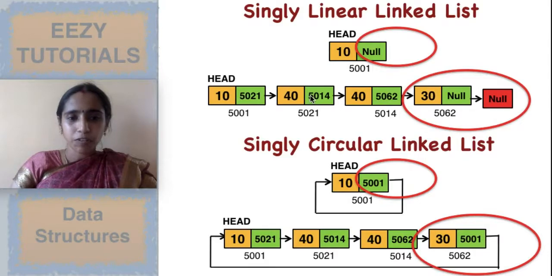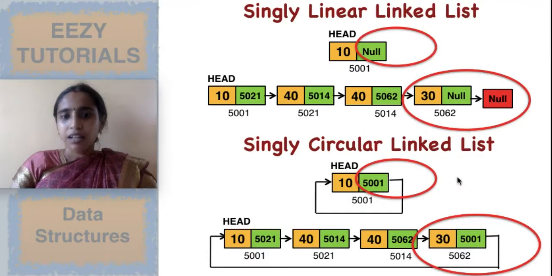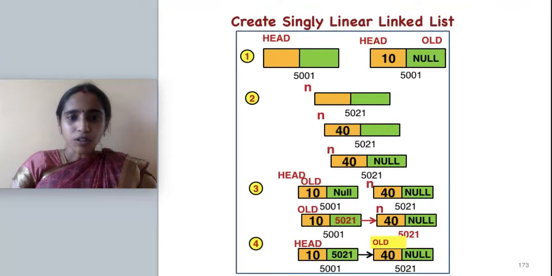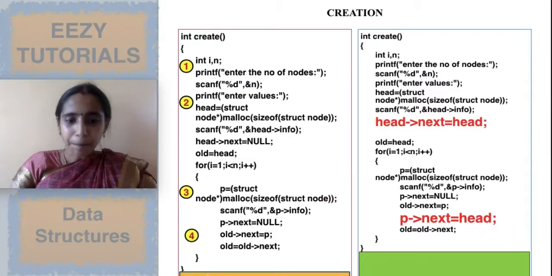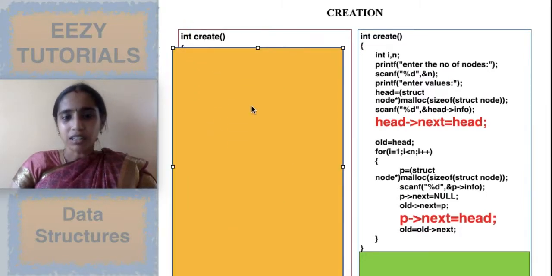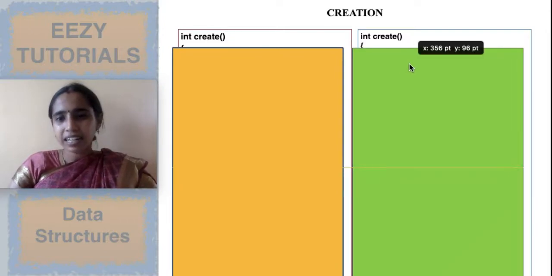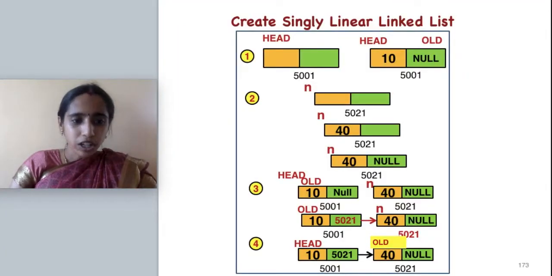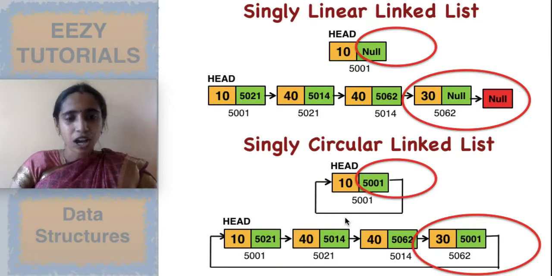If you're having more nodes, in the case of linear linked list, the last node's next part will be null. But in the circular linked list, the last node's next part will be the address of head. So this is the basic pictorial difference. We shall start with the code. We'll be comparing the code with singly linear linked list and just adding the extra part that we have to do. In all the ADTs, one extra task you have to do is to make the last node's next part the address of head. This is the change you have to make in all ADTs.